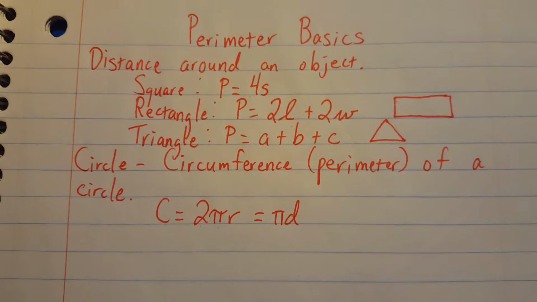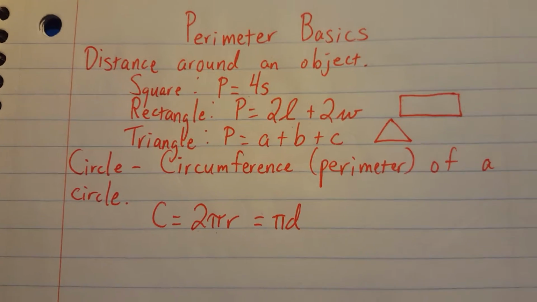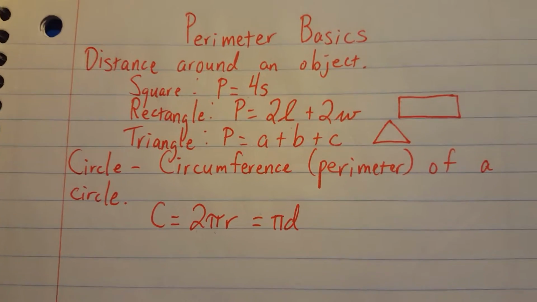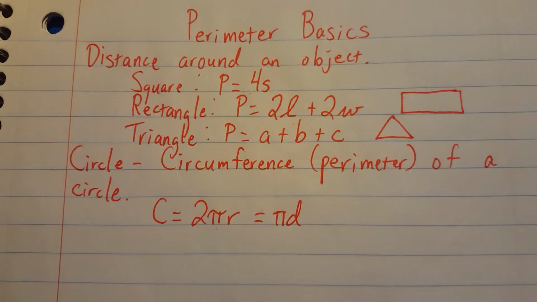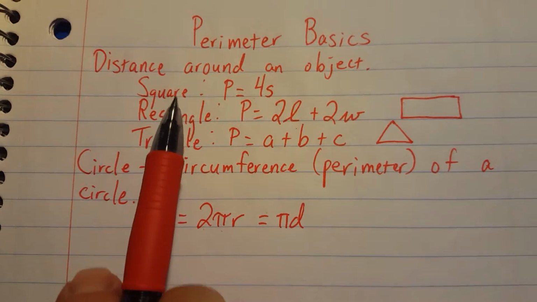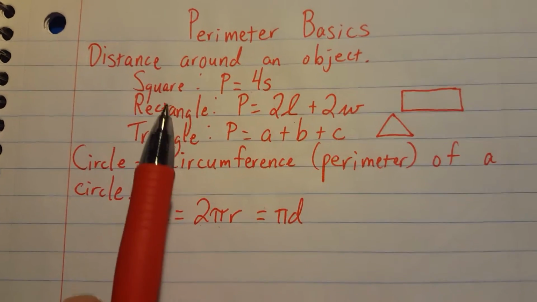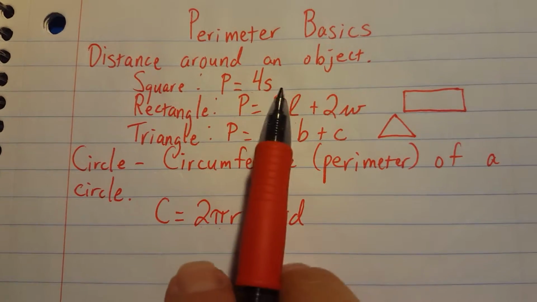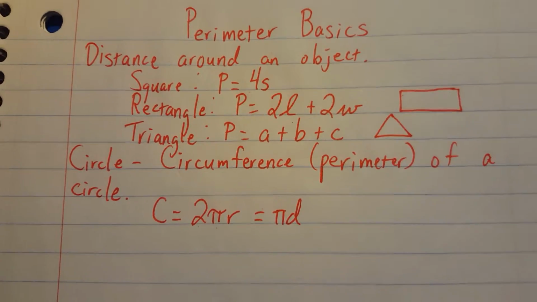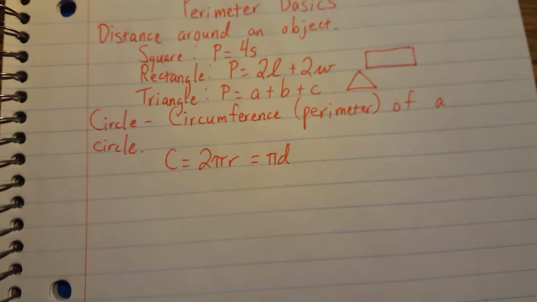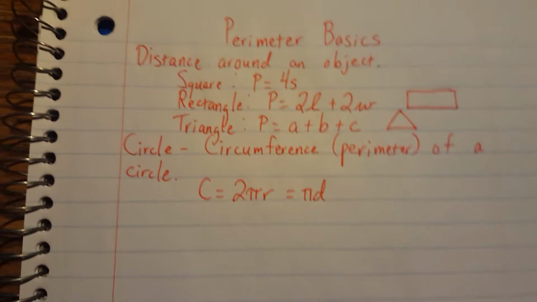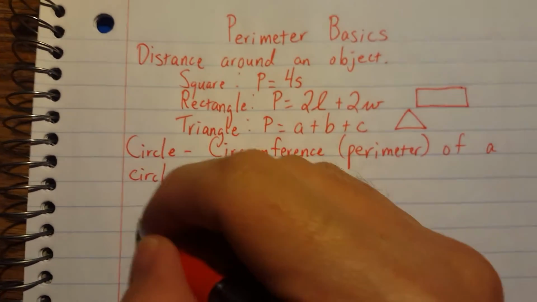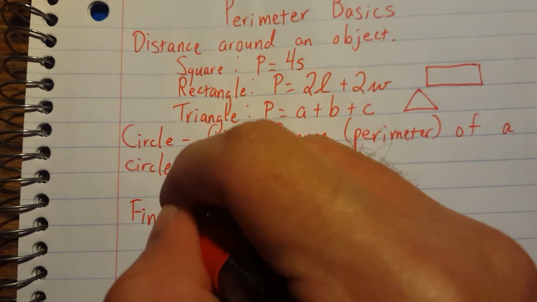Even if you're given an odd shape that you don't know what it would be called or anything, you can just break it down into, you know, this and this and, you know, something like that, some combination of these, then add up all your perimeters at the end. Okay, so for a square, let's say I'm given these directions, find the perimeter.